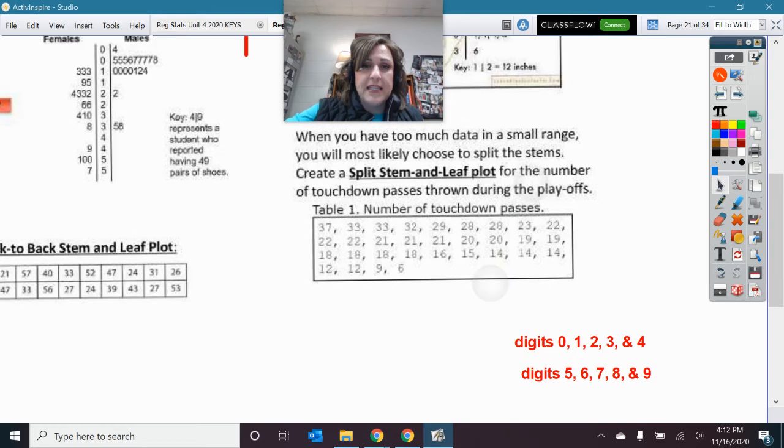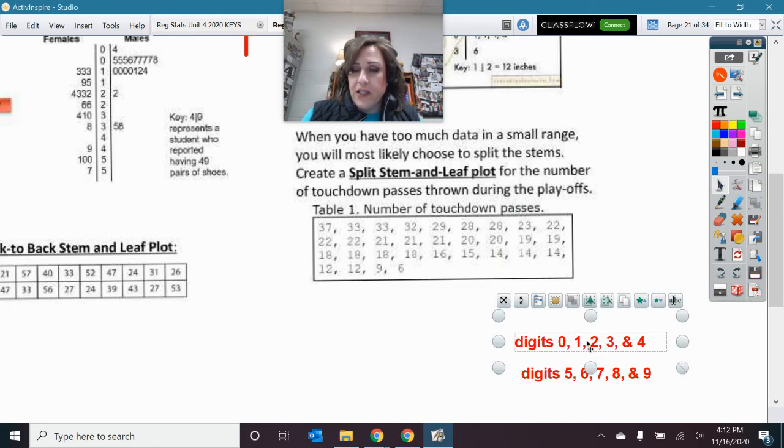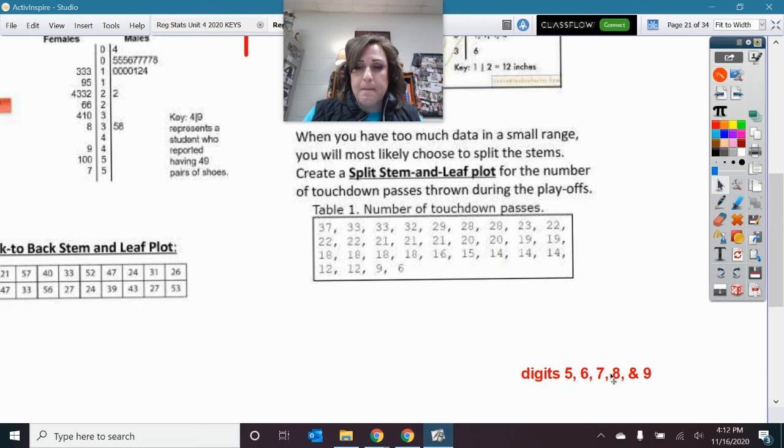We're going to split these stems. When you have too much data in a small range, you will most likely choose to split the stem. Create a split stem and leaf plot for the number of touchdown passes thrown during the playoffs. Here's the table. Here's the information for the touchdown passes. Okay, so let's go ahead then. And then I'll keep this in mind so that we can use that later.